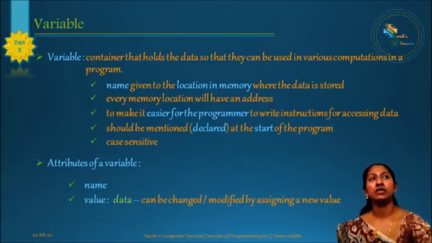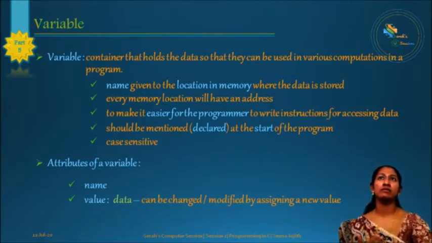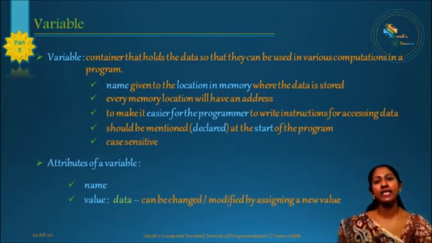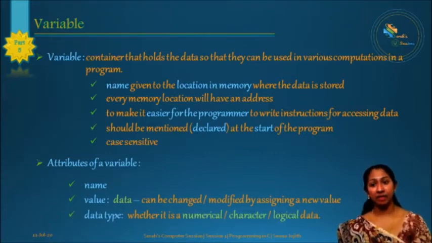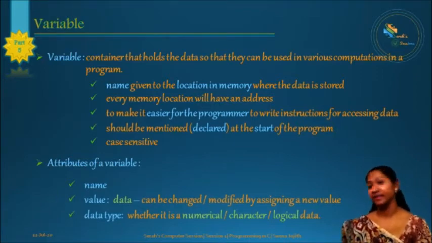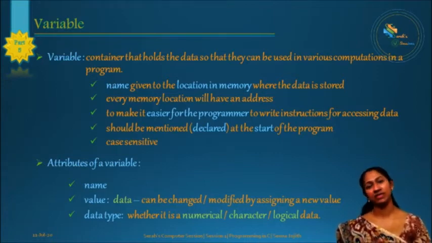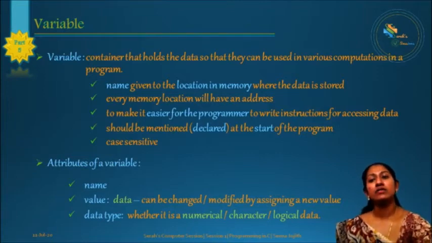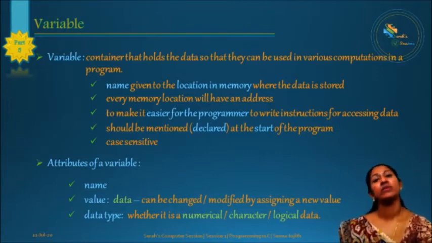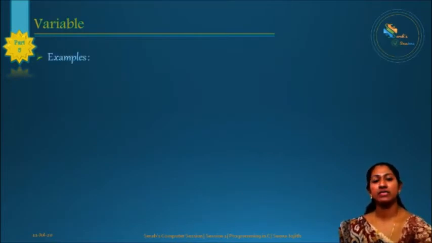There is more detailing on how and when the data should be specified, and that will be dealt with in further videos. Now next is the data type. Whether the data that we are assigning to the variable is numerical data, character data or logical data, we have to specify that also. Even the data type will be dealt with in the next video. So just understand that a variable's attributes comprise three factors: the name, the value, and the data type.